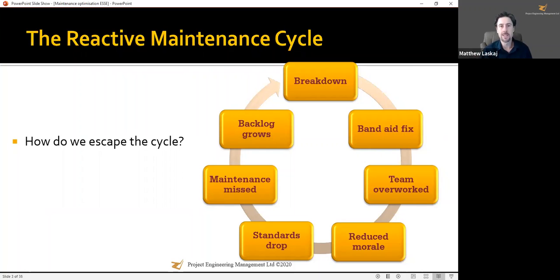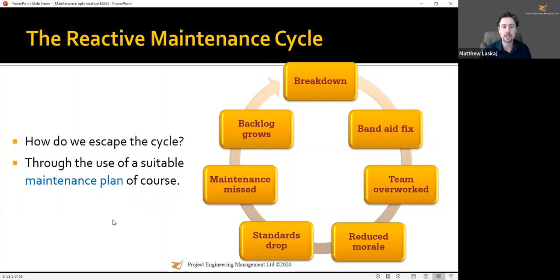So how do you think we can escape that cycle? What's the way that you can get out of this cycle? Because you haven't got enough people, you haven't got enough money, you haven't got enough time to do any of it. So what do you do about it? The way you have to work on it is to develop a suitable maintenance plan. And to be able to do a good maintenance plan, you have to understand what are the options that you have to choose from to make that maintenance work for you.